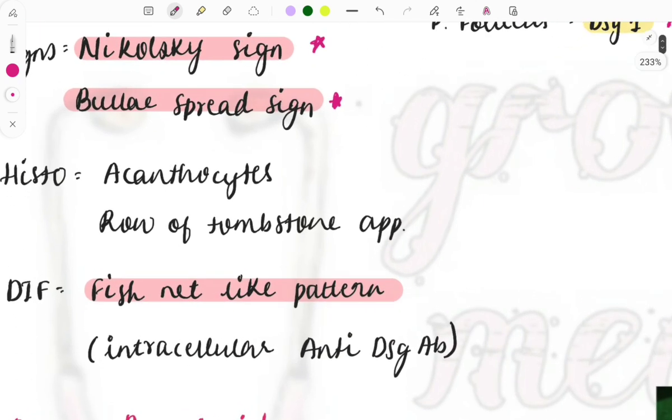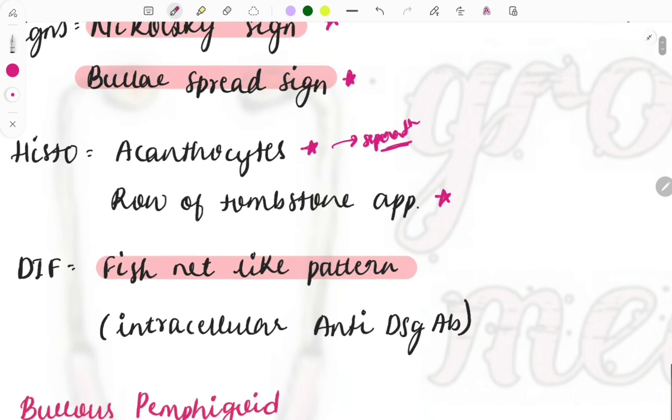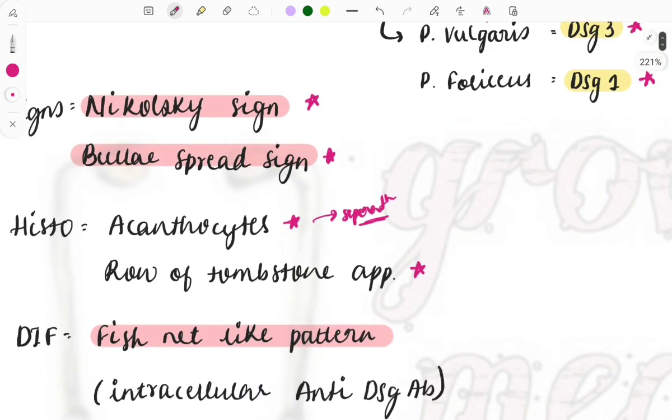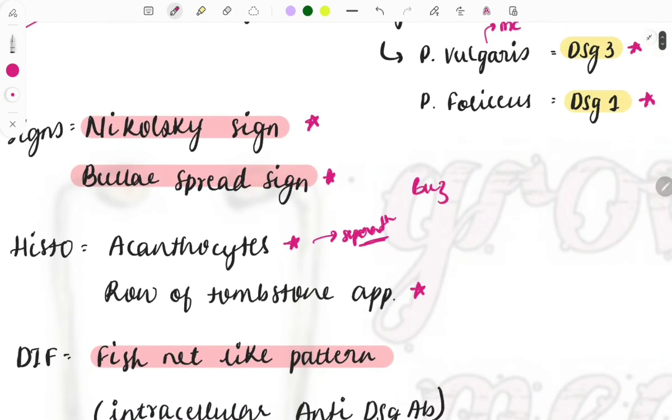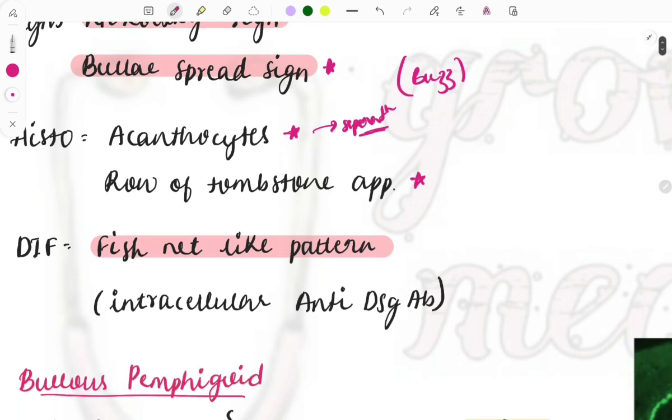Then on histopathological examination, you can see acantholysis. Acantholysis means separation of the cells. Okay, so you can see this, and also a classical appearance seen is the row of tombstones appearance, and this is also a very important finding seen in pemphigus. So these all are the important hints which can be given in the question, or you can say the buzzwords which you must recognize and mark the answer.